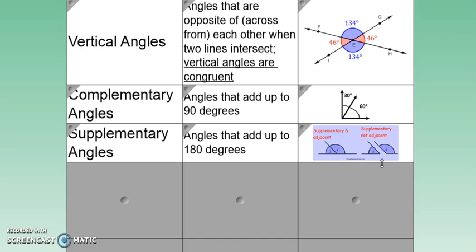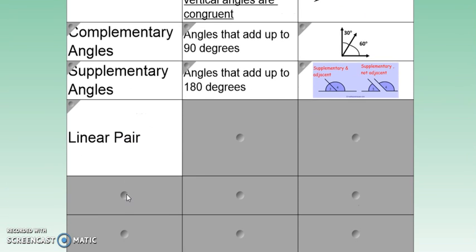And I just wanted to show you guys the difference because this first diagram where they're adjacent is going to be another type of relationship that comes up in this table. But even though angles might not be adjacent in forming that line, they are still going to be supplementary if they add up to 180.